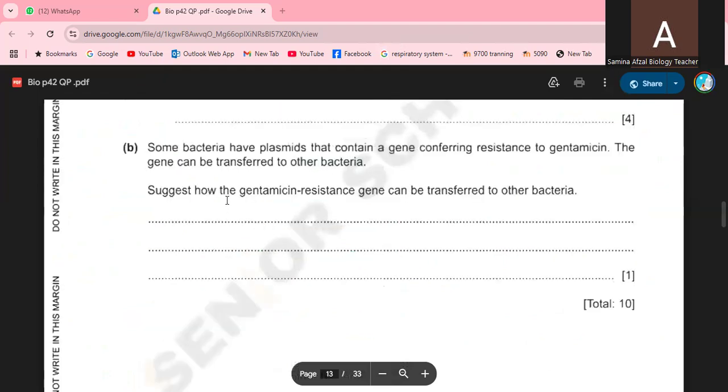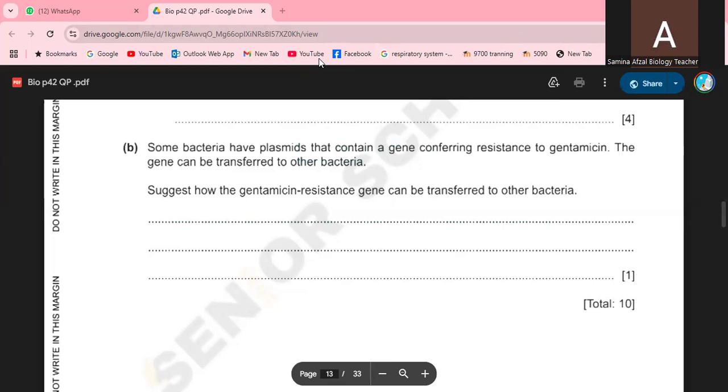Now, next question is there. Some bacteria have plasmids that contain a gene conferring resistance to gentamicin. The gene can be transferred to other bacteria. Suggest how the gentamicin resistance genes can be transferred to the other bacteria.